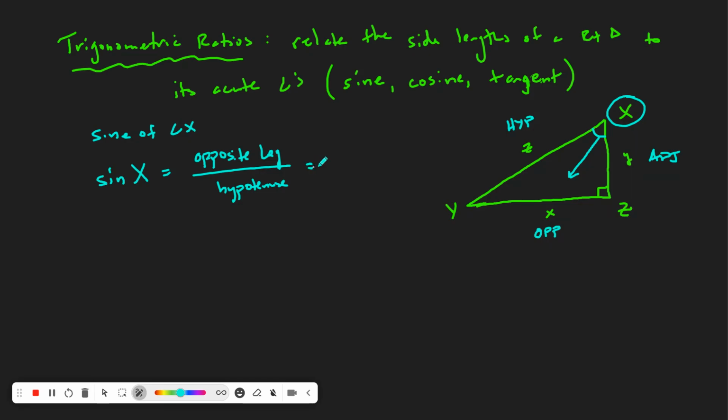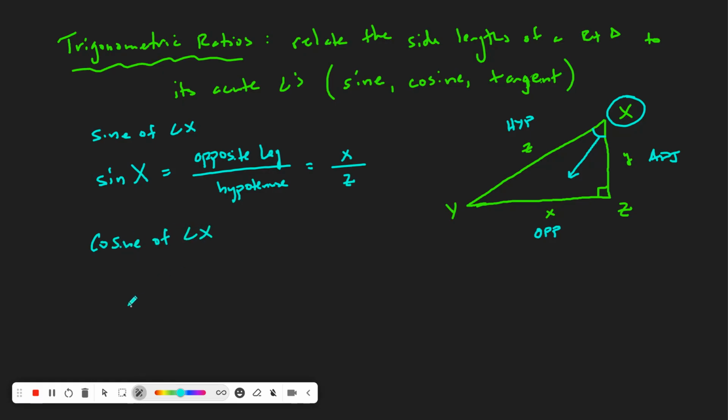So in this case, from angle X's perspective, lowercase x is the opposite side, and the hypotenuse is z. And this proportion, x over z, is what sine of x represents. Again, we're just relating our angle measures to our side lengths. One angle, two sides.